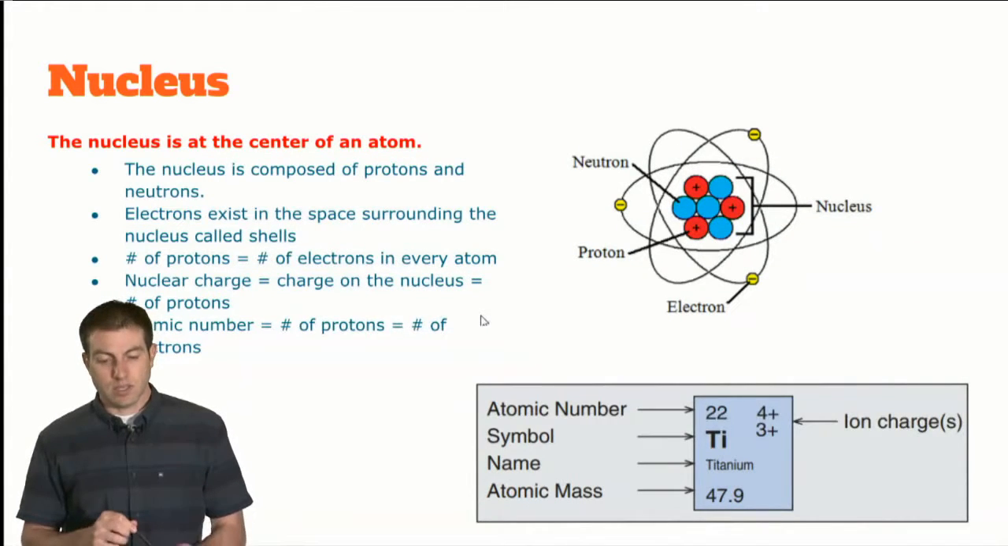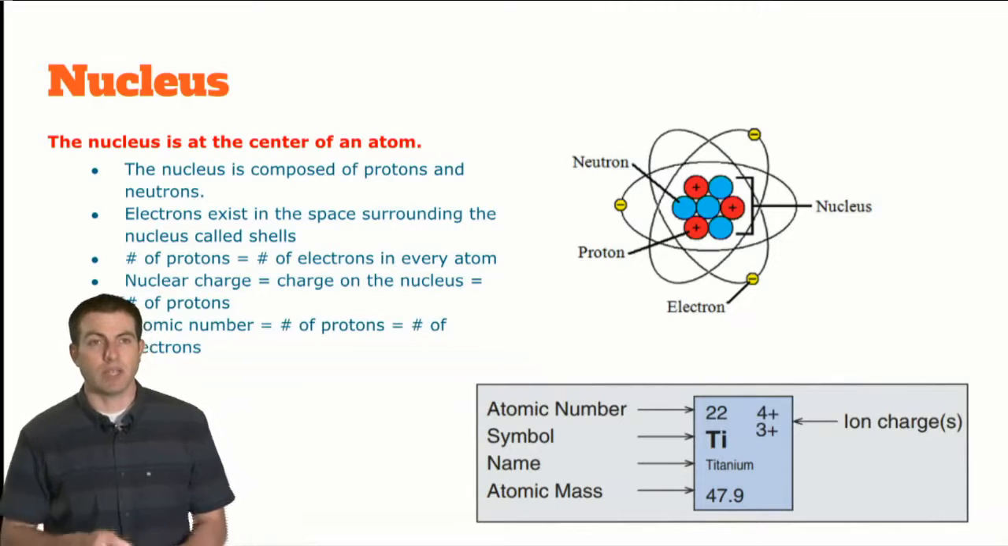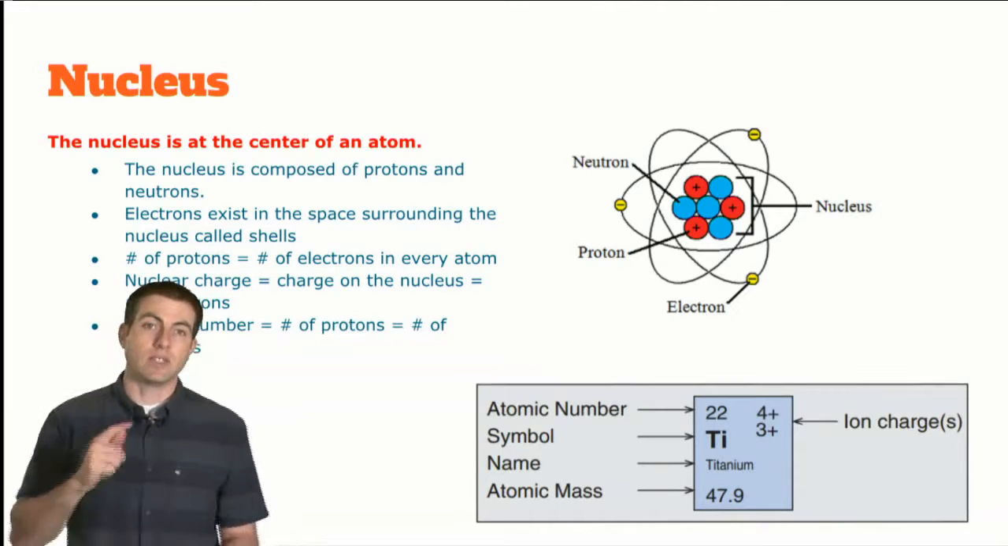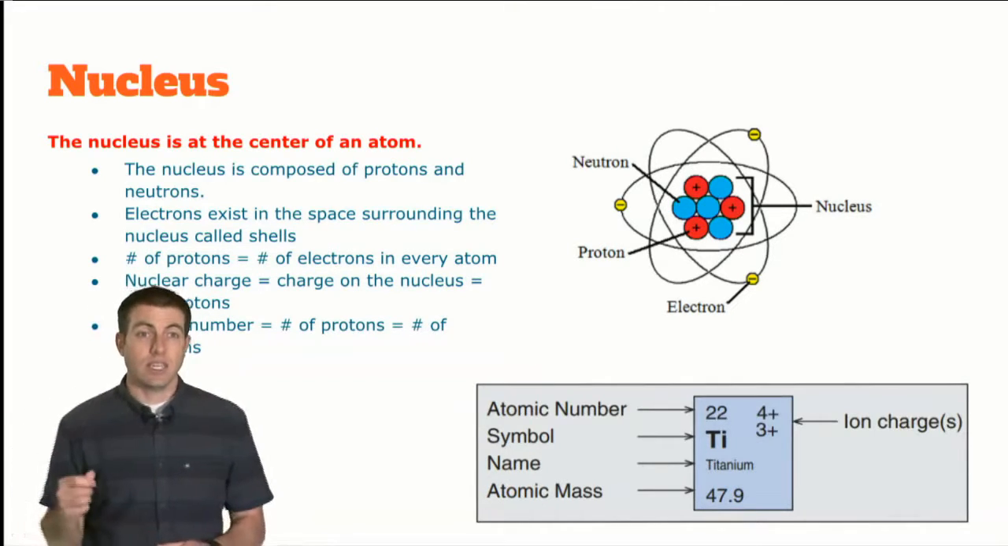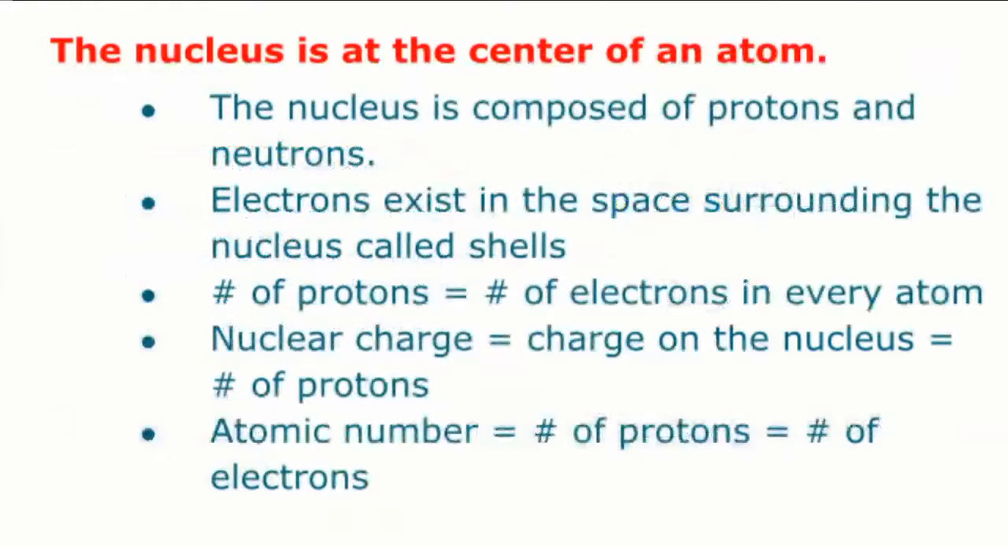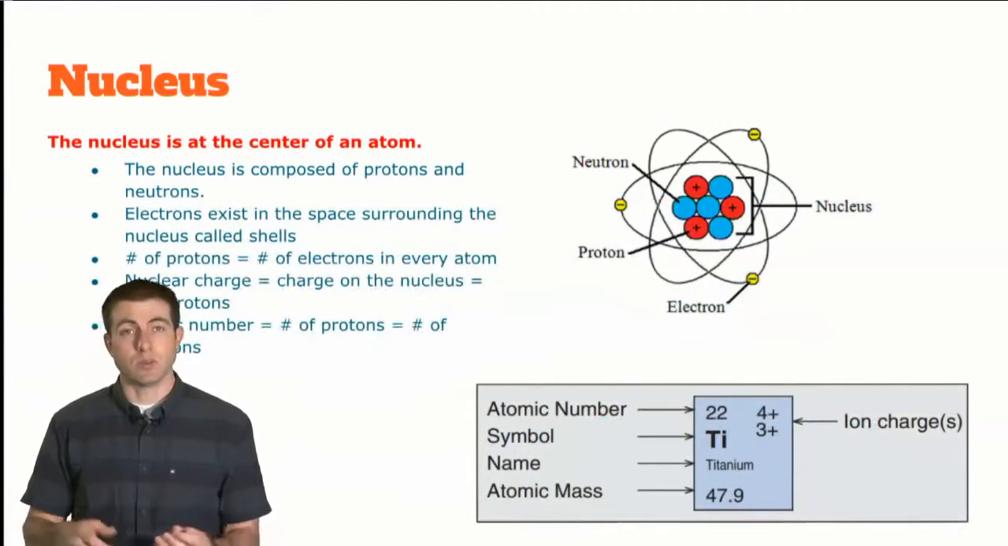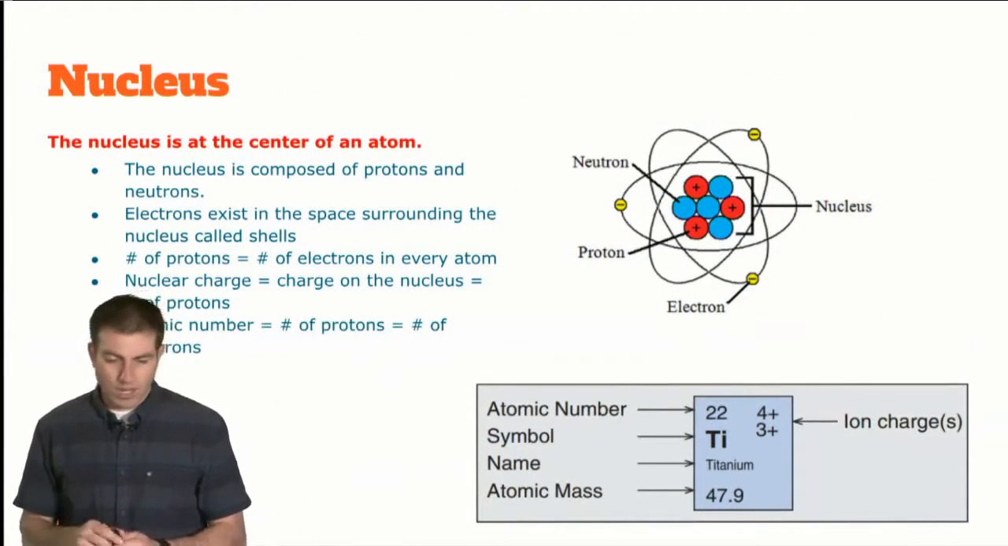So it's like 5 different terms for the same thing. So if I say atomic number, that's the number of protons. If I say number of protons, that's the same thing as the atomic number, which is the same thing as the number of electrons in an atom. You're thinking, why do we have so many words for the same thing? Well, in different circumstances, we're going to use different words.